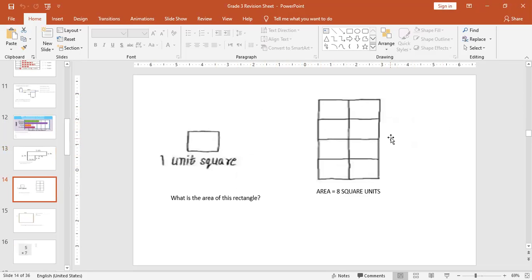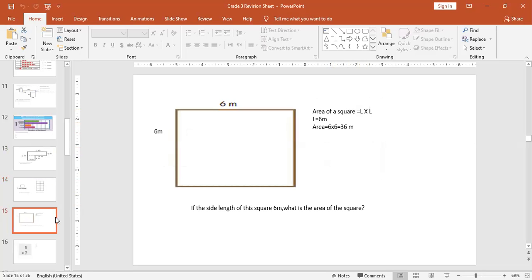When I ask you to get the area of this shape, I count the square units. How many square units do I have here? 1, 2, 3, 4, 5, 6, 7, 8. So the area is 8 square units.